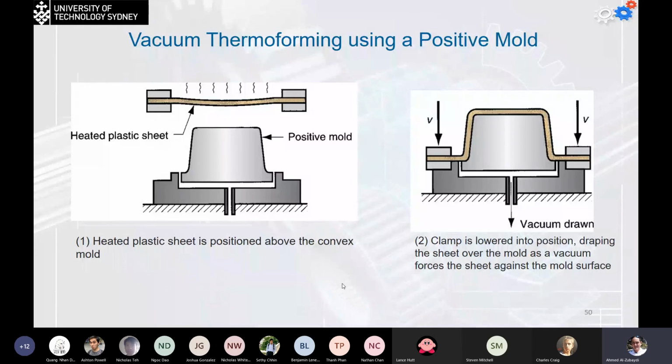Stainless steel is actually very rarely used because it doesn't lose the heat very fast. Aluminum is a good heat conductive material, so it will absorb the heat from the sheet and make it cool down faster.